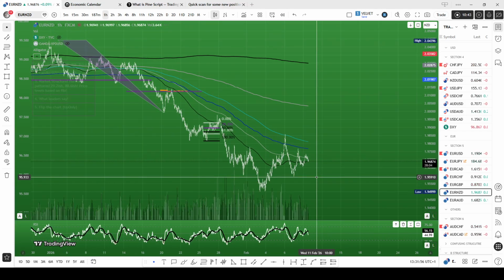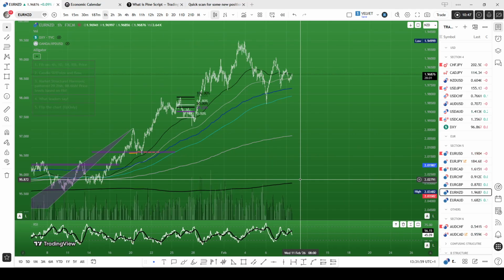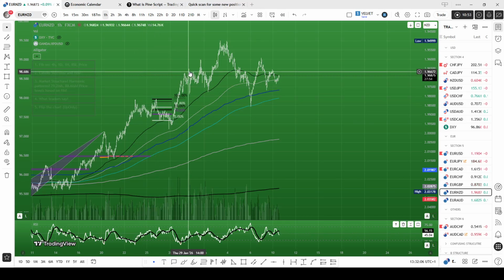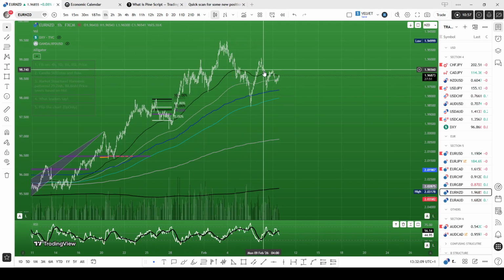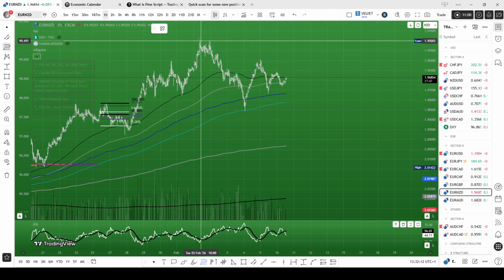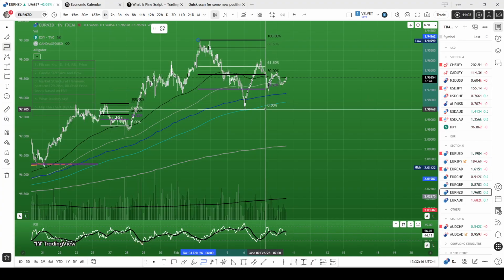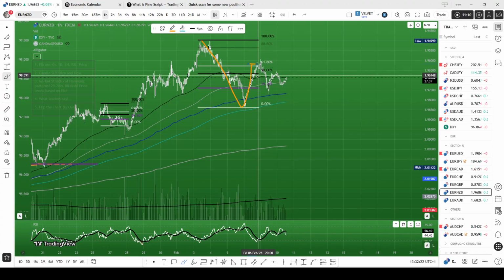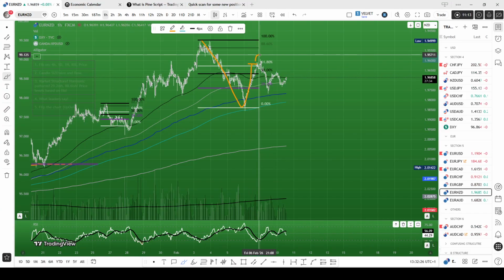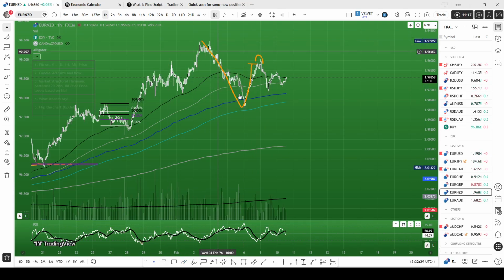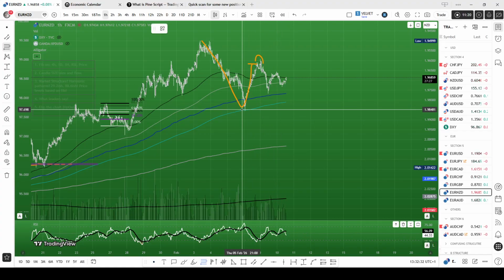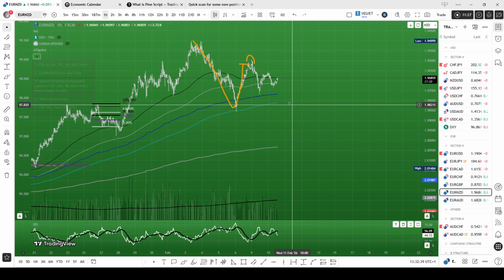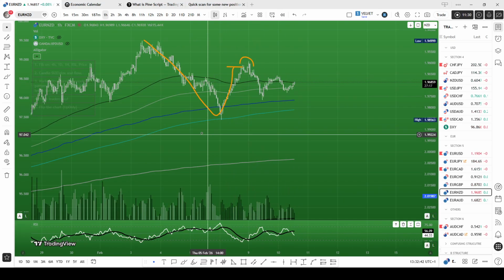Euro NZD. A bullish trend, so a bearish trend. And let's scan for possibilities for reversal. 61.8. Slightly disrespected. 61.8 respected. This is a wedge. This is simply a wedge.